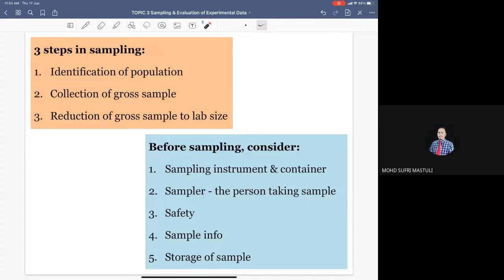All right. So there are three steps in sampling. Before we do the sampling, we have to identify the population, and then we collect the gross sample, and then the gross sample has to be reduced into the lab sample. Before sampling, we have to consider the sampling instrument and the sample container. We have to consider the person doing the sampling in terms of safety, the sample information, and also how to store the sample.